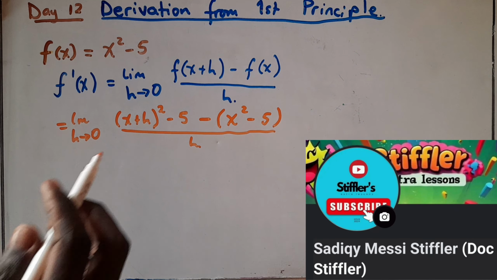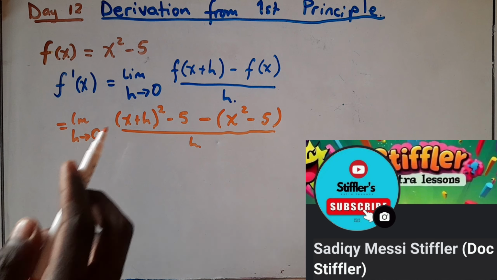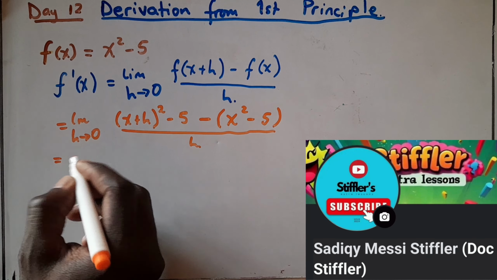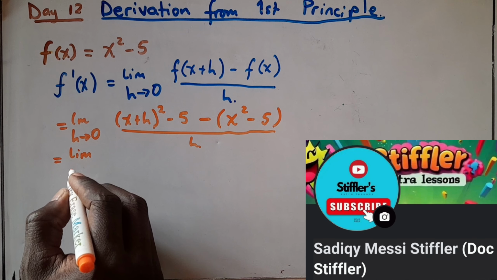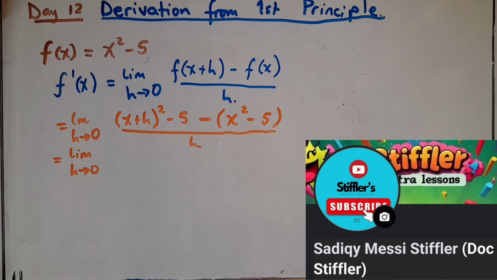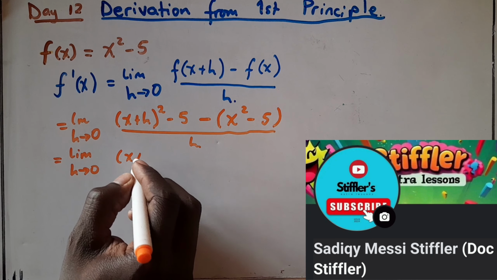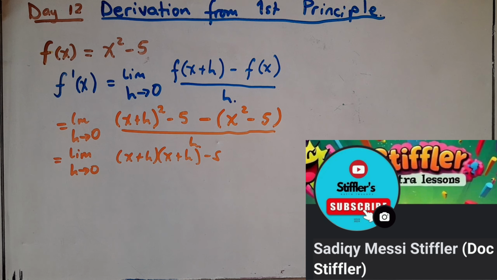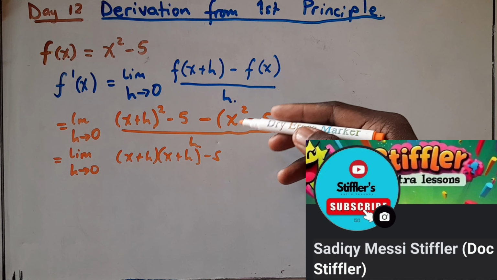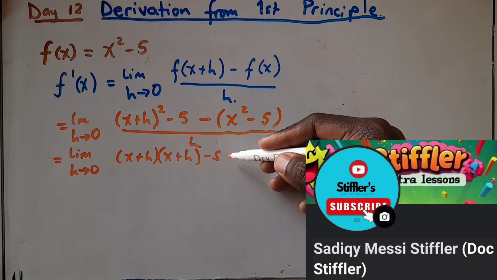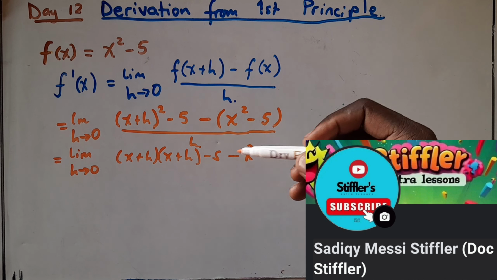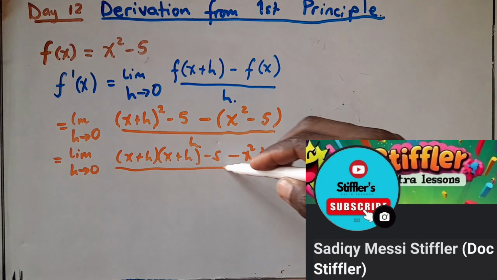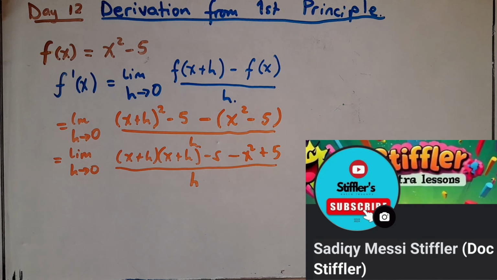Now we are going to expand that. We can put 2 brackets, or if you are okay, we can just multiply the way it is, but let's just put 2 brackets just in case. So this is the limit when h tends to 0 of (x plus h)(x plus h) minus 5. And here we can see already that we're having a negative, so this will affect everything inside the bracket, and negative will give us positive 5. And this should all be over an h like that.